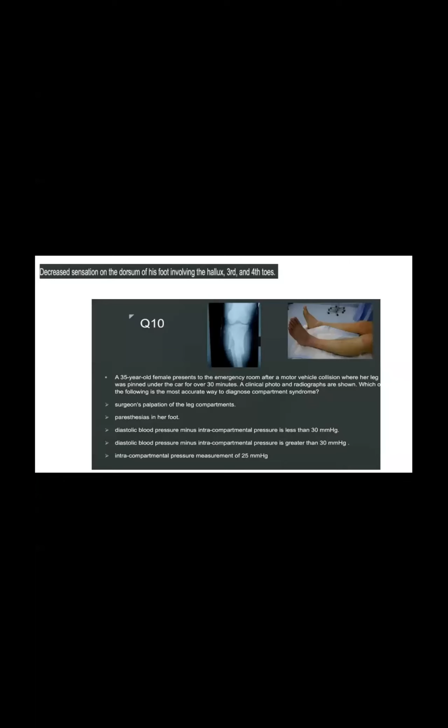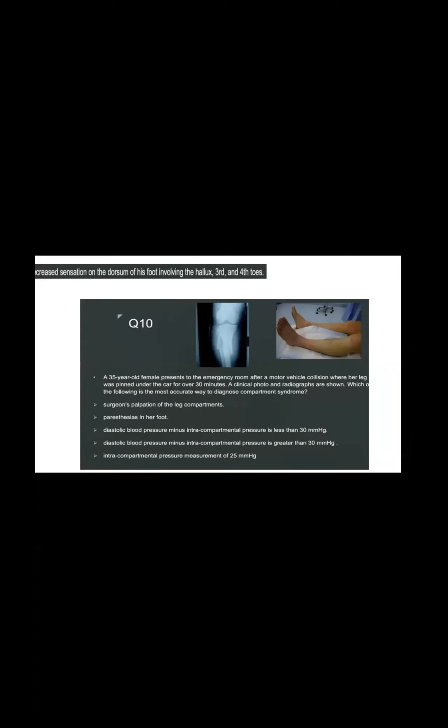So this question I already discussed regarding the compartment pressure. It is not in the theoretical part. Just you can see after my session.